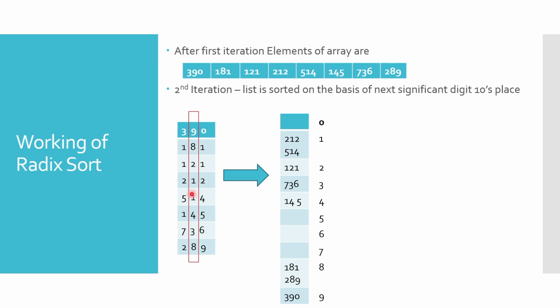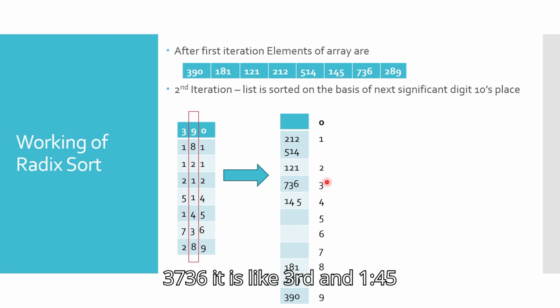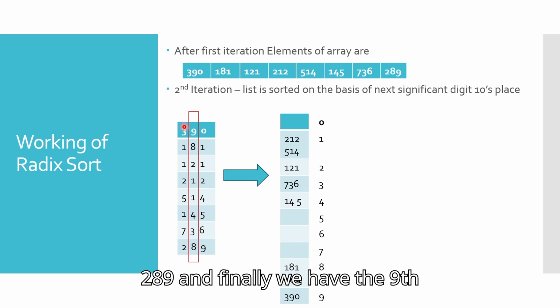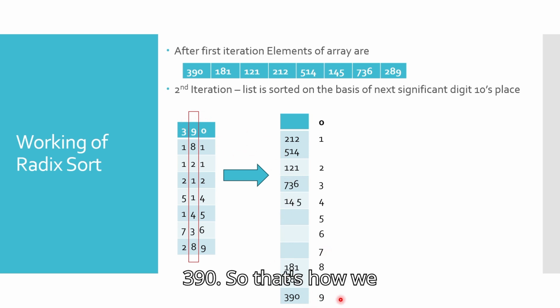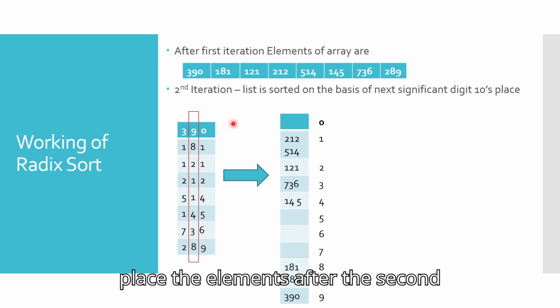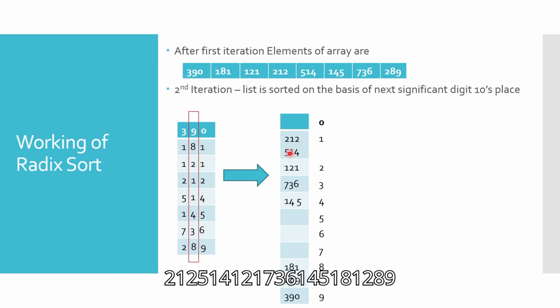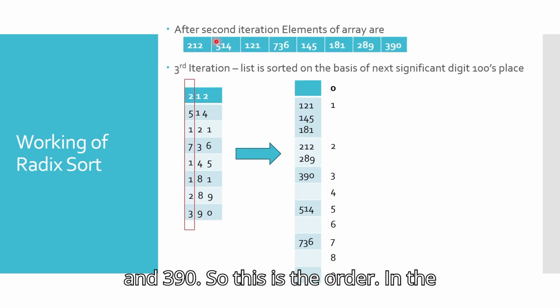Then 736 is third, and 145 is 4. There is no 5, 6, 7. Next we have 181 and 289, and finally we have 390 at the 9th position. That's how we place the elements after the second iteration. Now this is the order: 212, 514, 121, 736, 145, 181, 289 and 390.